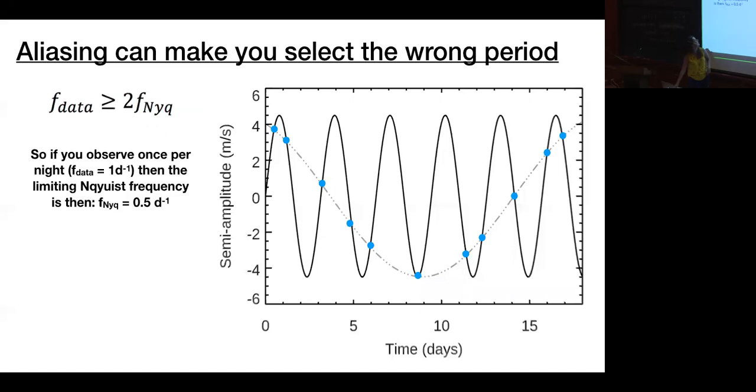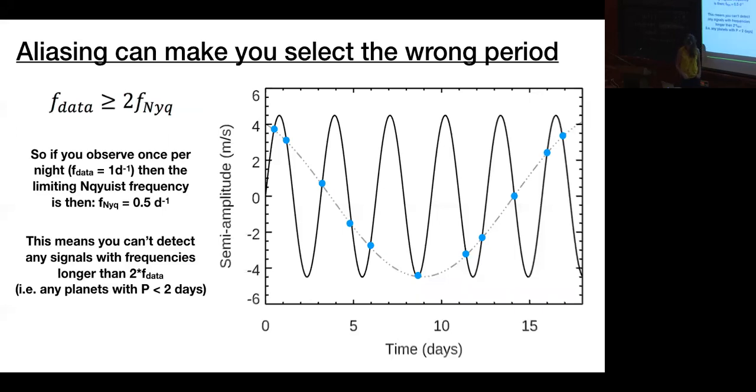So the idea is that if you observe once per night, such that the frequency in your data is 1 per day, then the limiting Nyquist frequency is 2 times it, so 0.05 per day. That is to say, you can't detect any signals with frequencies longer than 2 times that sampling parameter. So any parameters with periods less than 2 days.